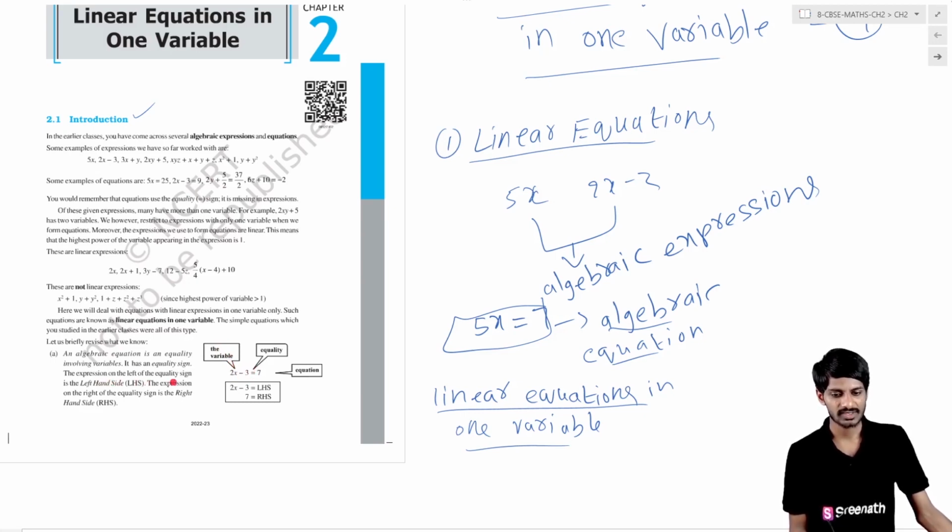The expression on the left side of the equality sign is called the left hand side, LHS, and the expression on the right side of the equality is called the right hand side, RHS. So this is the previous knowledge about algebraic equations.